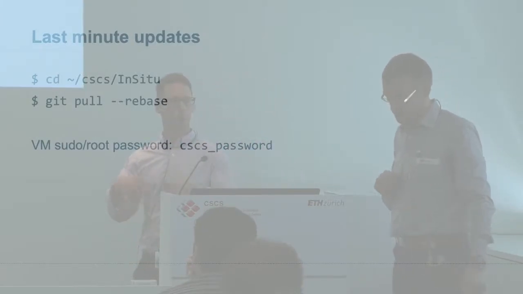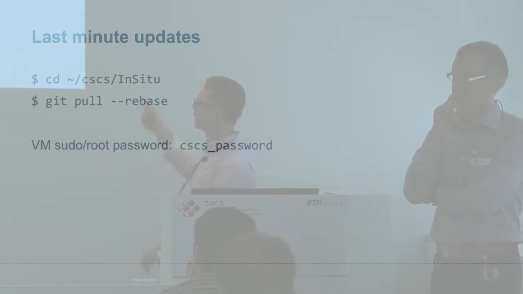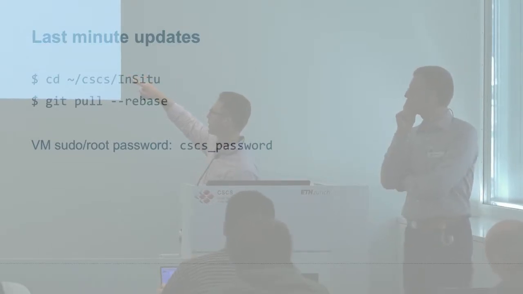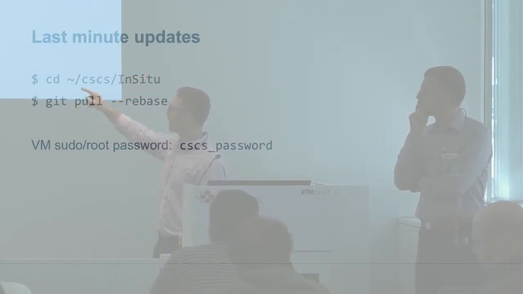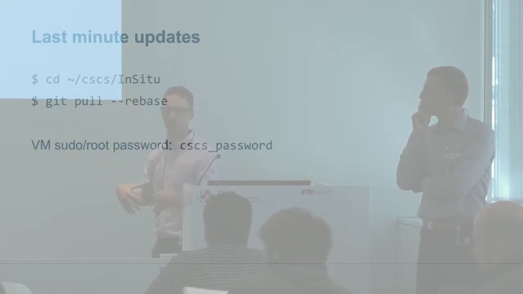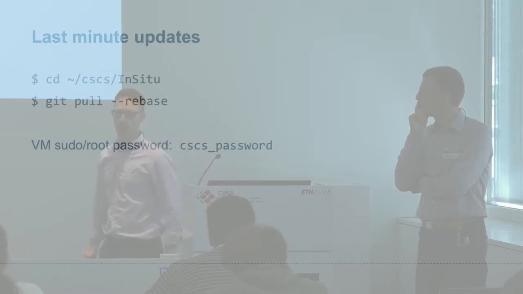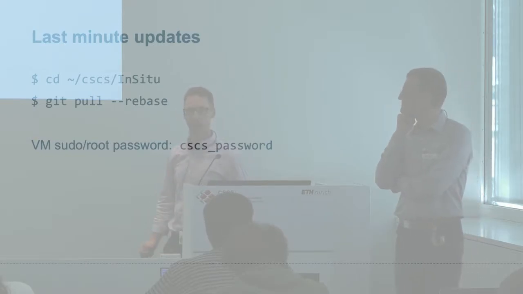So once you have the VM booted up, you should open a terminal, and then you can cd into the CSCS In Situ folder. This is a Git repository. And then you can do a git pull --rebase to pull in the latest versions of the examples. Because Jean's examples are in that folder, some Python code.